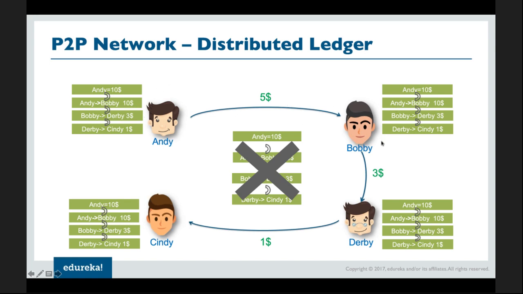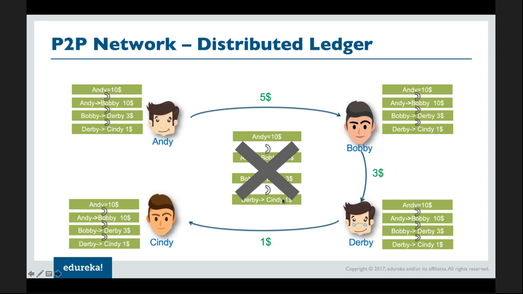Because of that, even if one of the nodes, let's say Bobby, tries to make edits to his version of the ledger, still every other node in the network has their own version of the ledger available. And because of that, they will easily be able to point out that there's something wrong in Bobby's ledger, and accordingly, that can be corrected. So there's no such central authority which is keeping track of all the ledgers, or which is keeping track of all the transactions. In fact, it's every node within the network who has a copy of that particular ledger.